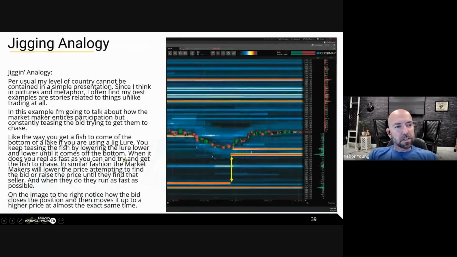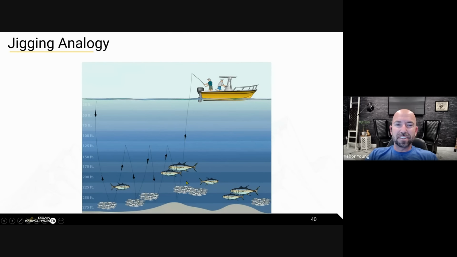All right, let's see here. I talk about the market. This kind of shows that jigging. The market likes to come down near orders and then pull away from them, trying to get large orders to move up. And if they do, they start squeezing. So we call that jigging. The reason I call it that is because it looks just like jig fishing.